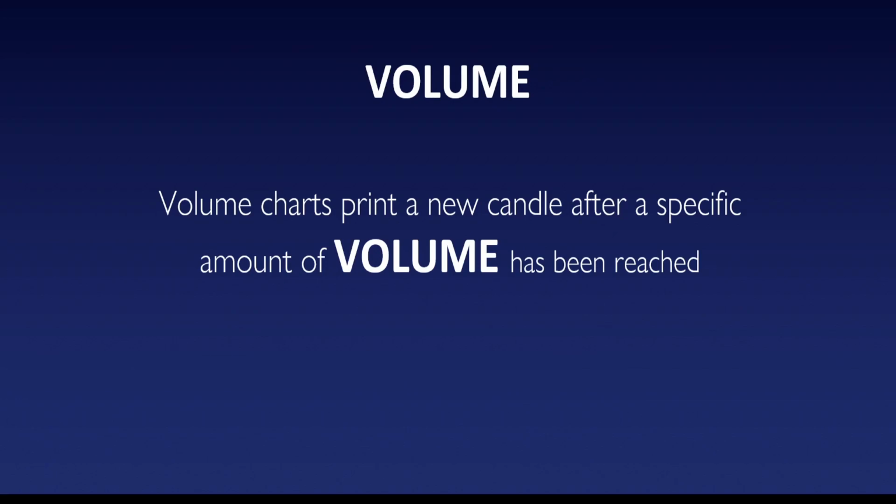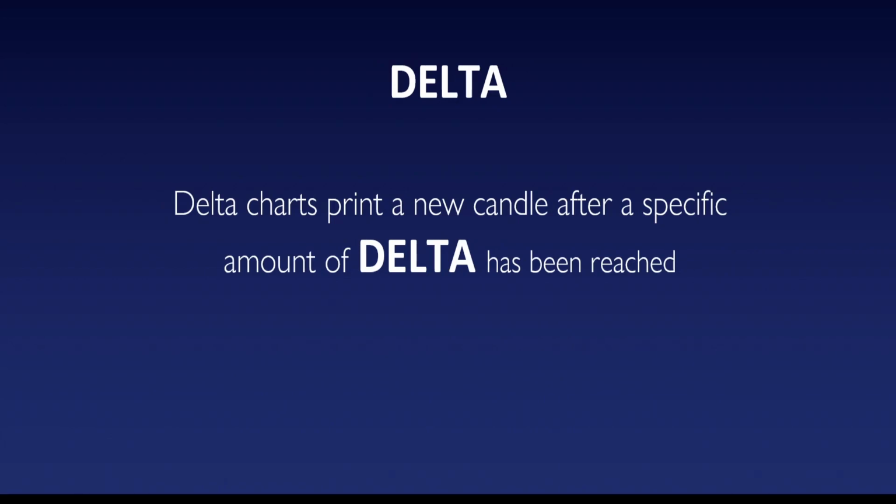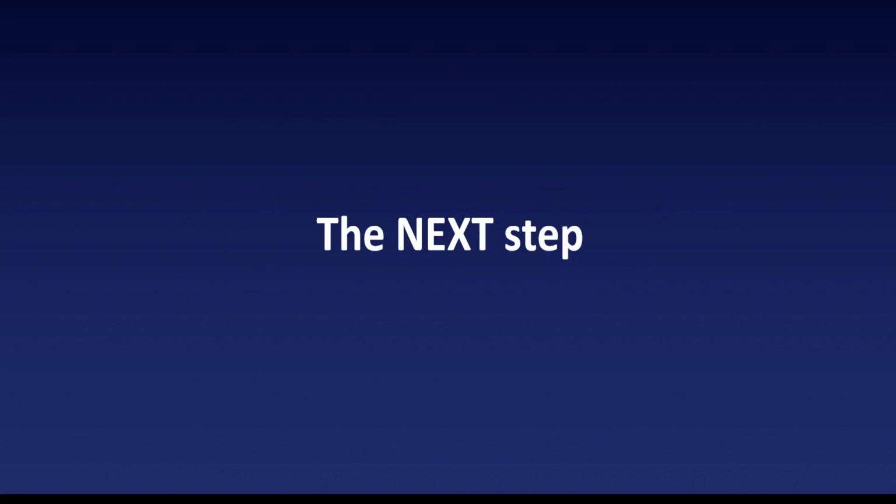Today we have covered the last two chart types: the volume chart, which prints a new candle after a specific amount of volume has been reached, and the delta charts, which print a new candle after a specific amount of delta has been reached. Now, those are all the chart types that I wanted to cover, or that are there to be covered on ExoCharts.